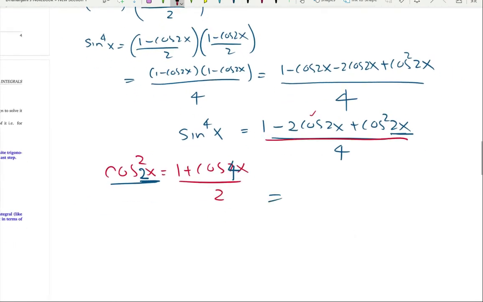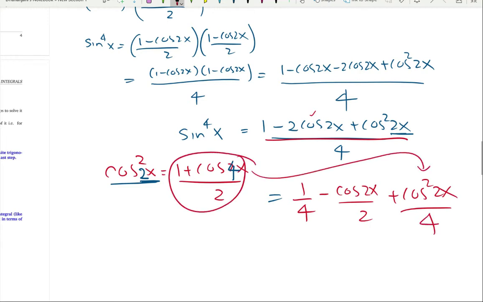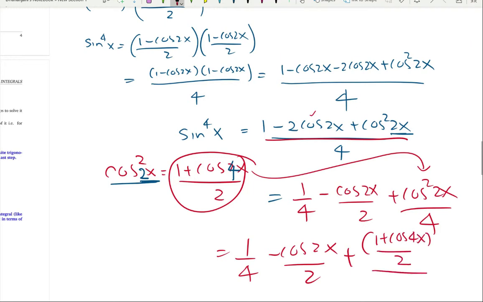So we can rewrite this as 1 over 4. I will divide each term in the numerator by 4. 2 over 4 is 2. So cosine 2x over 2 here. And this is cosine square 2x over 4. Now I will replace this here. So this is 1 over 4 minus cosine 2x over 2 plus here (1 plus cosine 4x) over 2. I replace that, divide by 4.